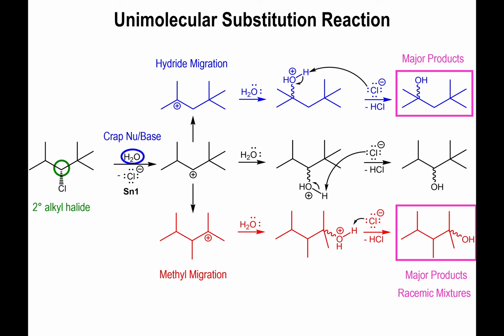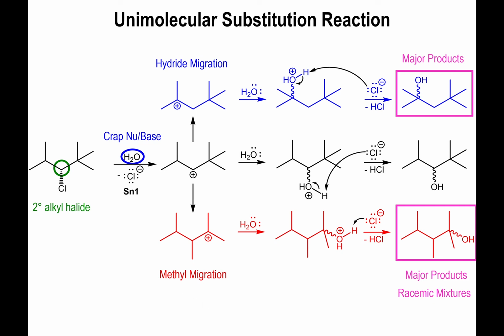The other thing too is that these products over here and the product over there are the major products because they derive from the most stable carbocations. And in essence, in the majority of these types of problems, I am going to ask you to circle the major product when you do this type of analysis. So be aware of the hydride migrations and the methyl migrations.